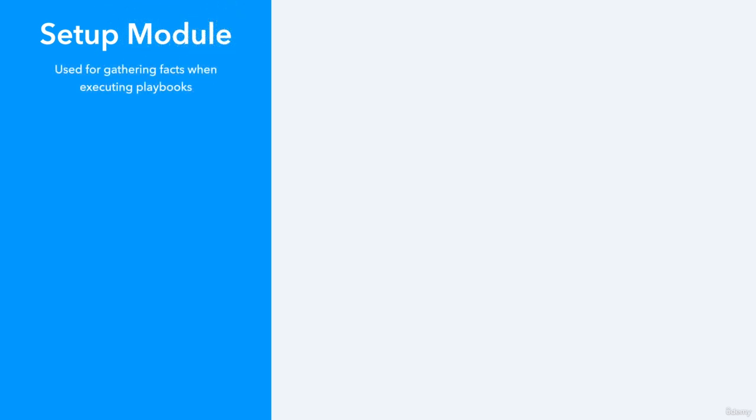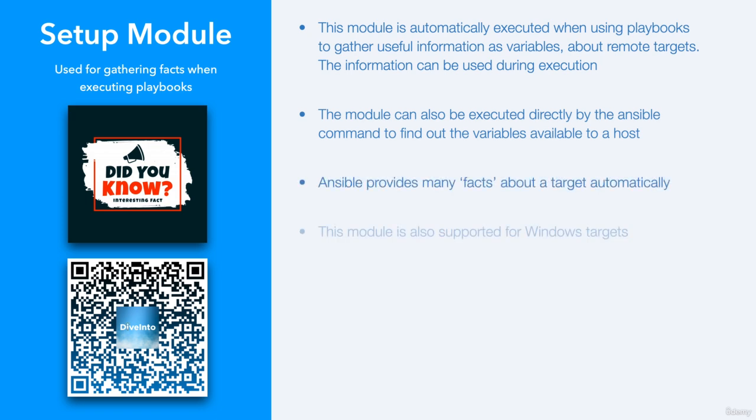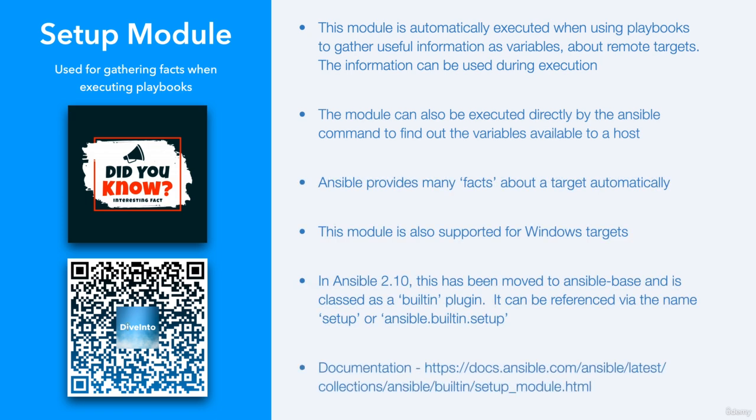Let's get started. The first one we'll look at is the setup module. This module is automatically called by the playbooks to gather useful variables about remote hosts that can be subsequently used in playbooks. We can call this module directly with the Ansible command to see the variables that are available for a target. The information provided in this command are referred to as facts, and correspondingly, Ansible provides many facts about a system automatically.